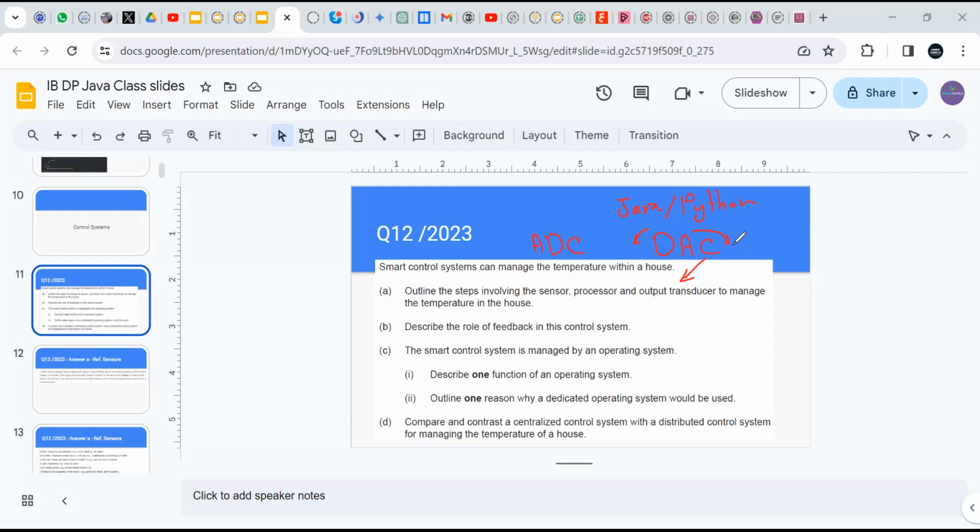Yeah, okay, good. And this output transducer, what will it do? If we are controlling the temperature inside the house, what can its role be in cooling or heating the house?